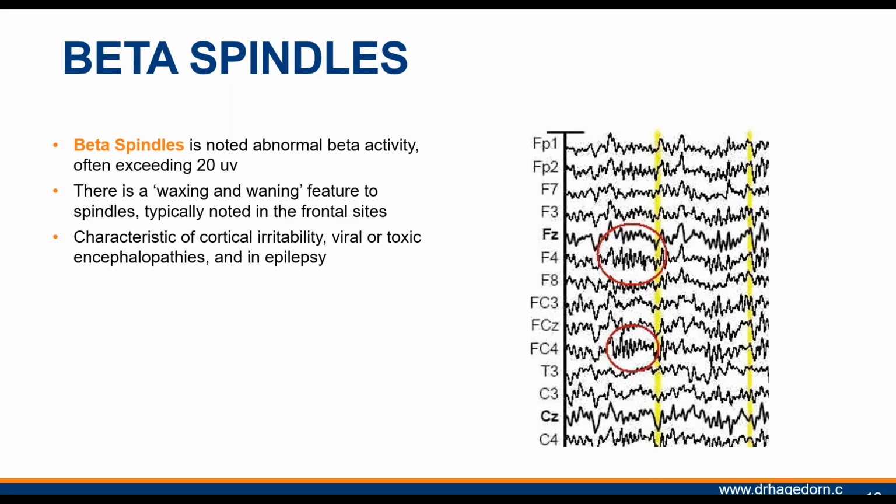And really these beta spindles are characteristics of cortical irritability, viral or toxin exposures, and can also be seen in epilepsy. So when you see these spindles, it does not mean necessarily that you're dealing with an epileptic patient. It doesn't even necessarily mean that you should be referring out to a neurologist if you are not yourself a neurologist. But these beta spindles can be related to neural inflammation. They're usually going to go hand in hand with our QEEG signal of neuroinflammation, which is on the next slide.